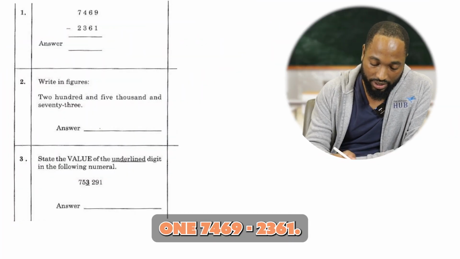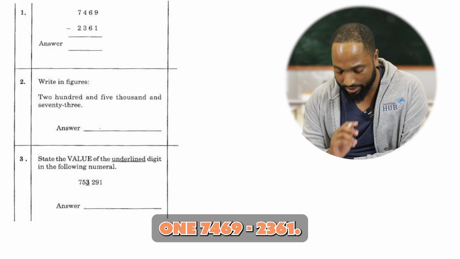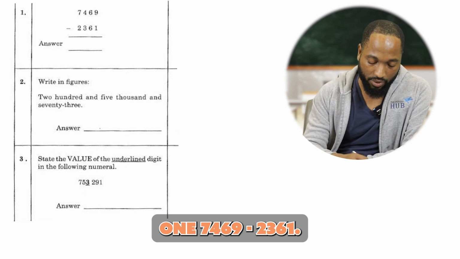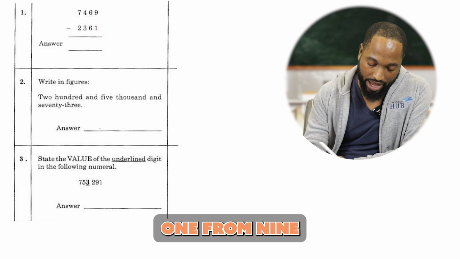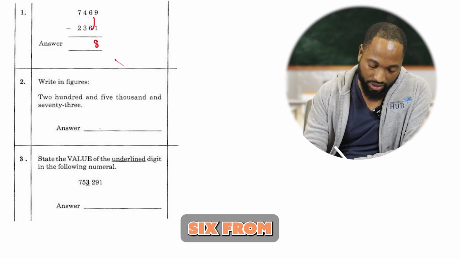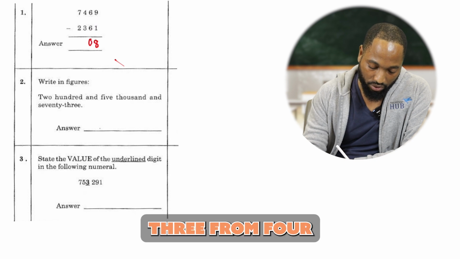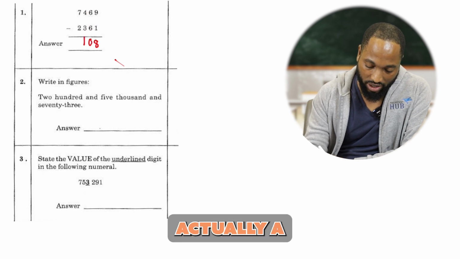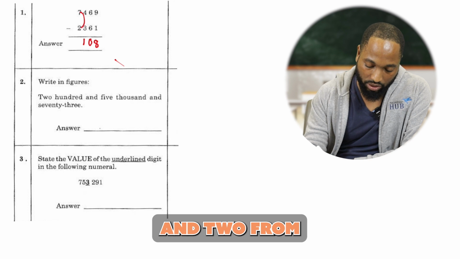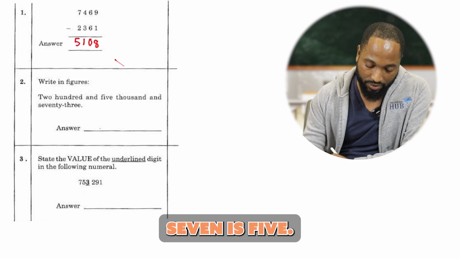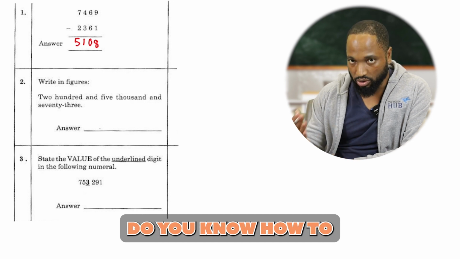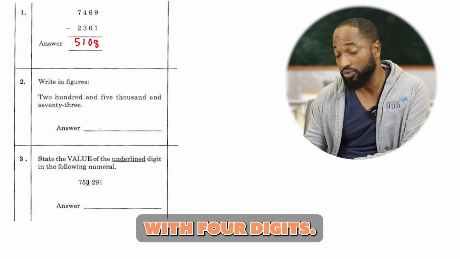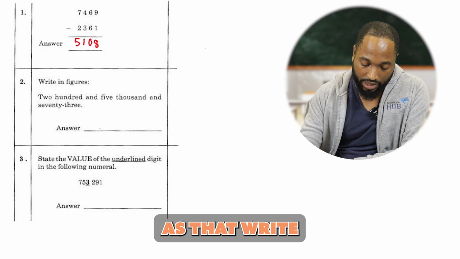Revision session 1. 7,469 minus 2,361. So it's a subtraction. 1 from 9 is 8. 6 from 6 is 0. 3 from 4 is 1. It's actually a really easy subtraction. And 2 from 7 is 5. So the answer is straight up 5,108. Do you know how to subtract numbers with 4 digits? It's as simple as that.